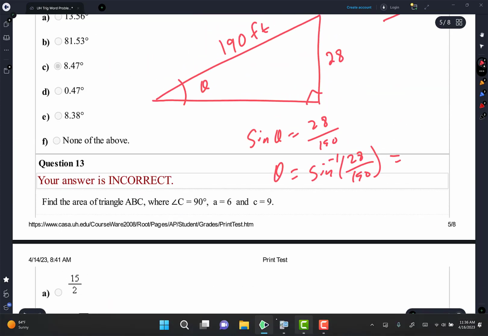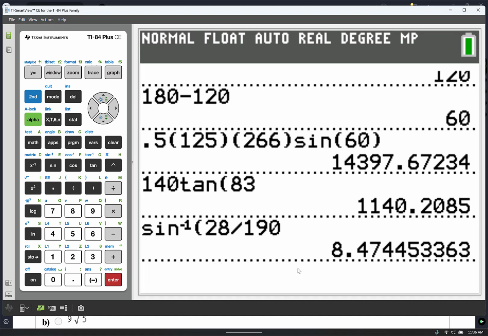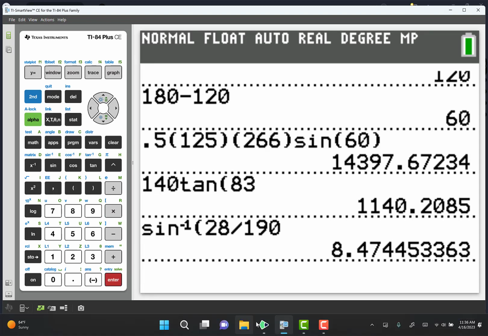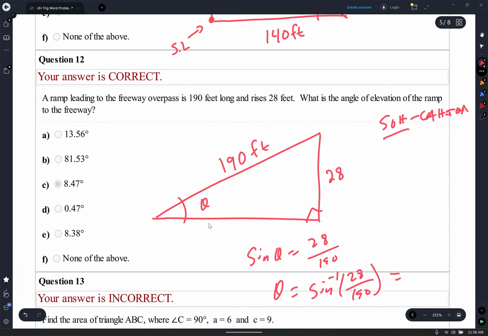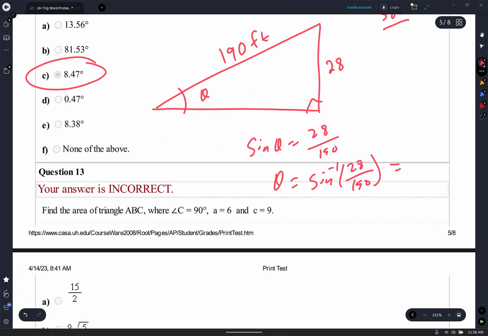Arc sine of 28 over 190. And there it is, 8.474. So did this person get it right? Yep, 8.47. All right, next question, guys.